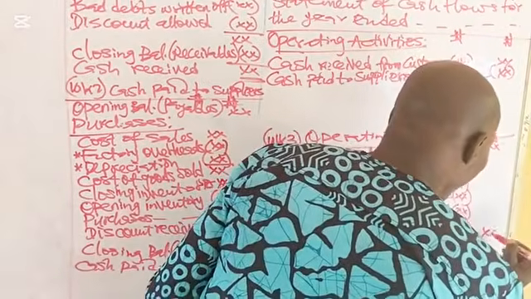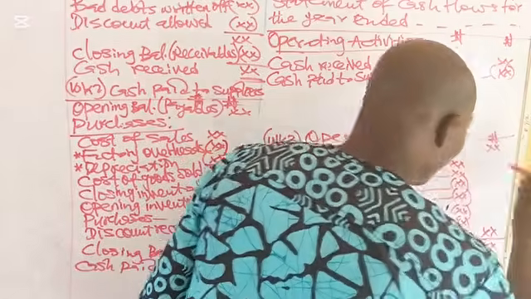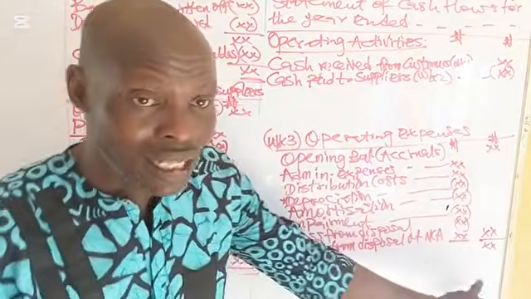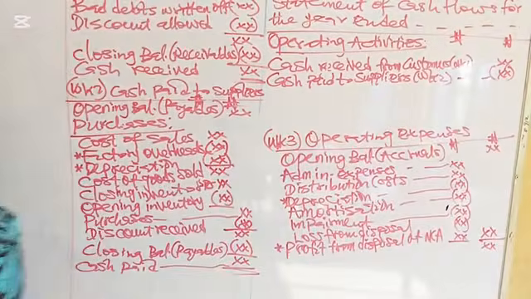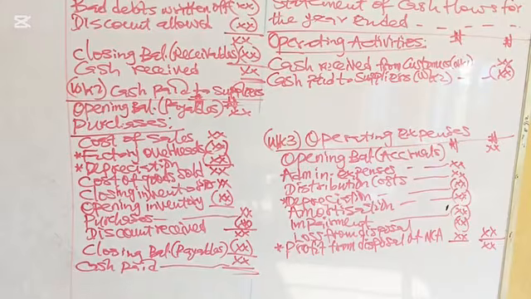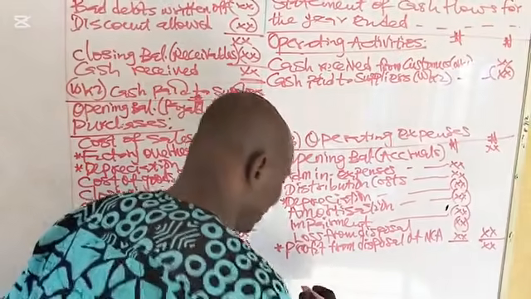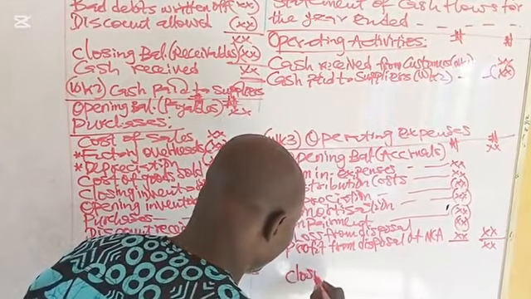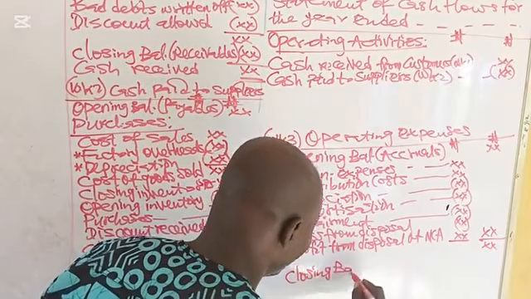So you have it. You add it to the opening balance. You have this as the total. Then you now subtract the closing balance. Closing balance.